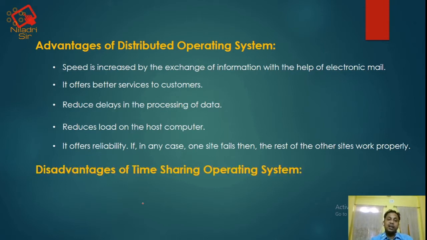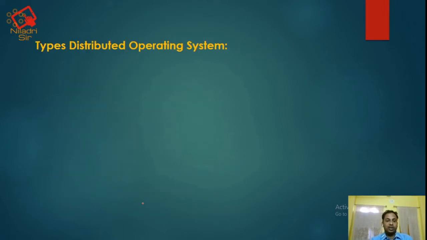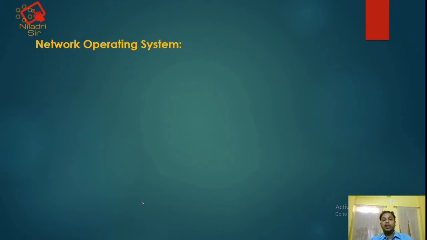And what are the disadvantages? Distributed systems are more expensive, and failure of the central network stops the whole communication. And there are 2 types of distributed operating system: one is the client-server system, and another is the peer-to-peer system.